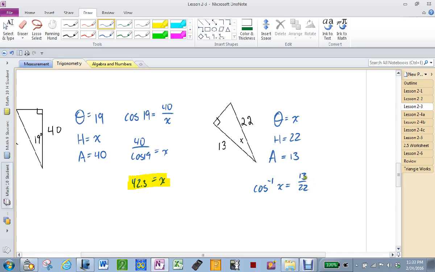Do you remember how I showed you to get that in one step? What math is this? What math is happening right here?